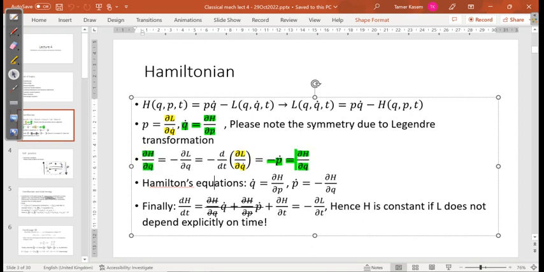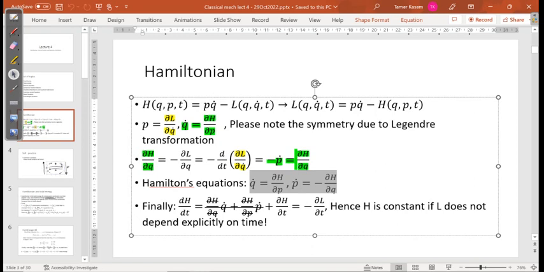And remembering that partial L by partial Q is equal to d by dt of partial L by partial Q dot, and partial L by partial Q dot, as you can observe, is equal to the momentum. Hence, we get partial H by partial Q is equal to negative P dot, or P dot is equal to negative partial H by partial Q, which is the second equation of Hamilton's equations, and the first one was Q dot equal to partial H by partial P. Okay, this couple is Hamilton's equations.